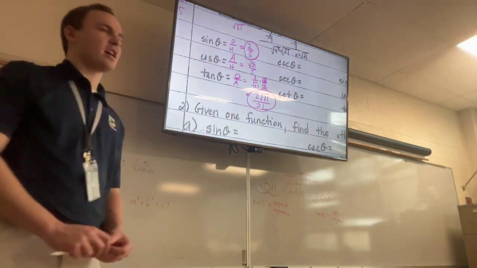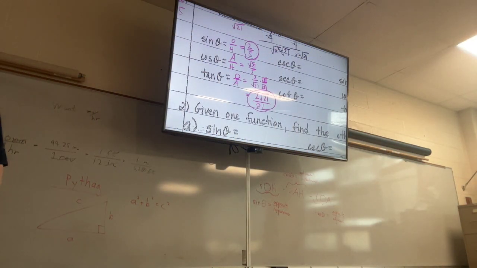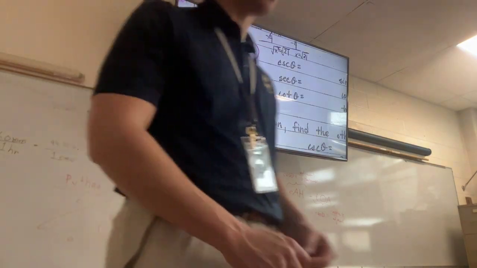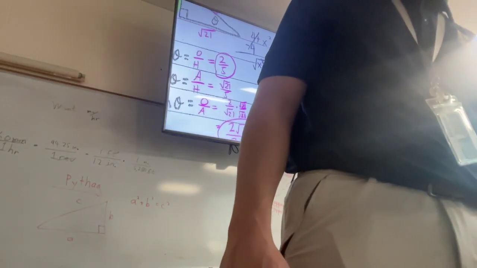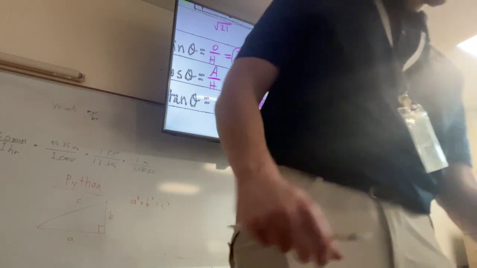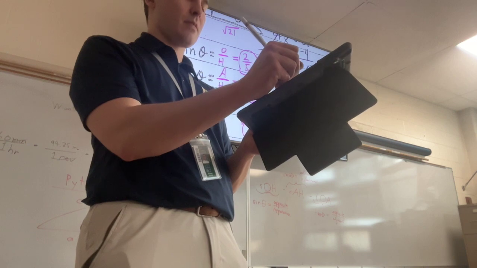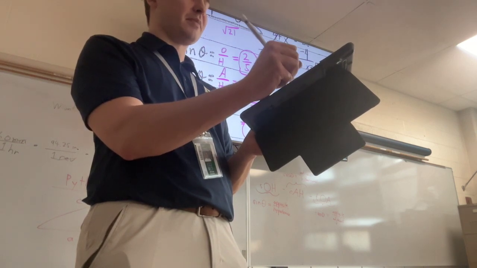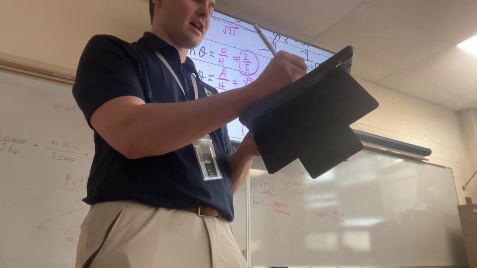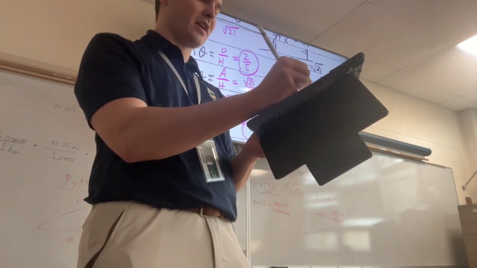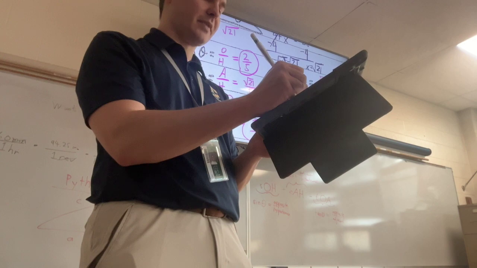Did you guys ever talk about cosecant, secant, and cotangent? You didn't? Okay. It's actually pretty simple. Cosecant is the reciprocal of sine. So how do I come up with the cosecant? If my sine is 2/5, what's cosecant? You just flip sine. Secant is you flip cosine. Cotangent is you flip tan.